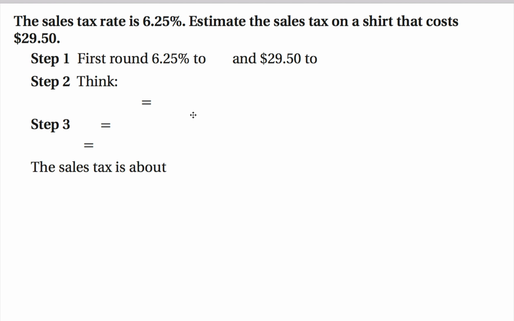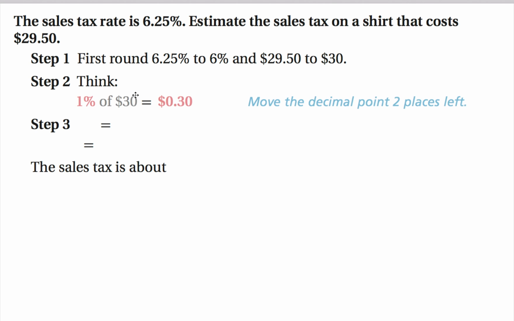How about an example using sales tax? Let's say the sales tax rate is 6.25%. Estimate the sales tax on a shirt if the shirt costs $29.50. So first we're going to round 6.25% to 6%. Okay, so we can also round the sales tax rate. And we're also going to round this to $30. Okay, 1/4% is going to be difficult for us, so let's just take 6%. That's going to be close.